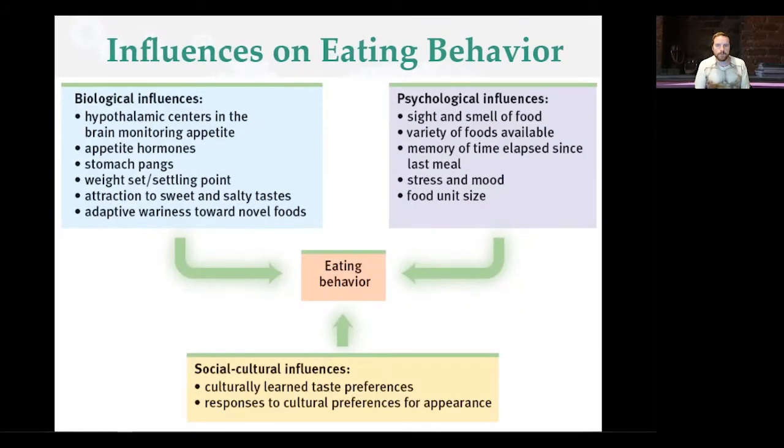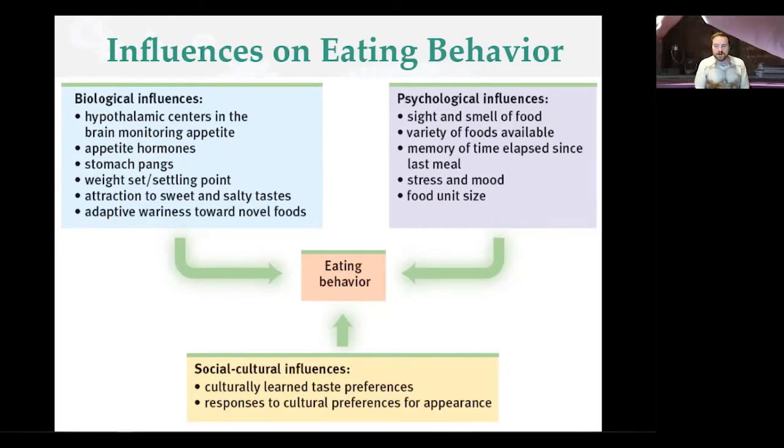The biopsychosocial influences on eating. So we have biological influences, which we've kind of talked about. So like the hypothalamus, appetite-causing hormones and things like that, how the stomach feels, our weight or our settling point. We have a natural attraction to sweet and salty tastes, for example. There's a survival benefit to that. We have psychological influences such as the way food smells, the way it looks, the variety of foods available, our memory since the last time we ate, our stress and our mood, and of course the unit size.